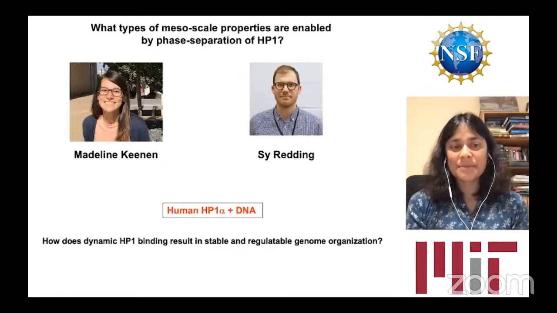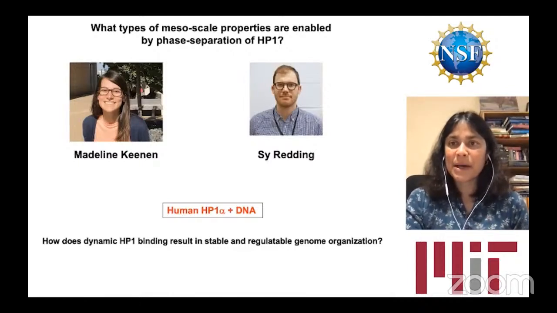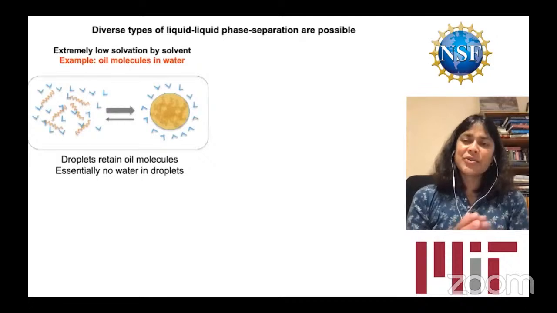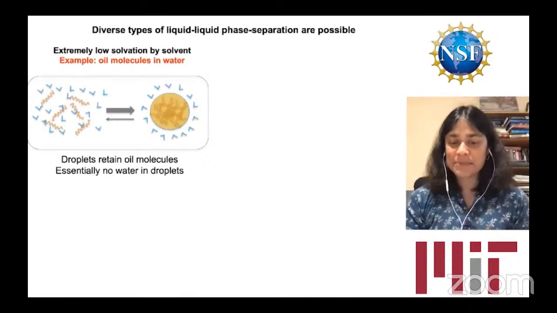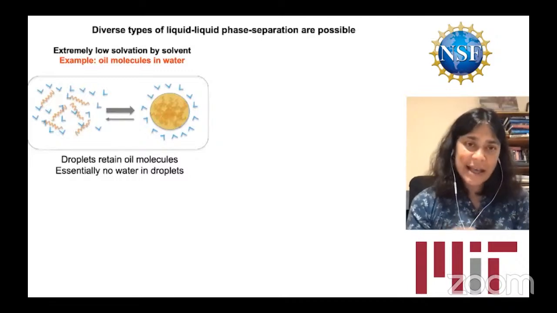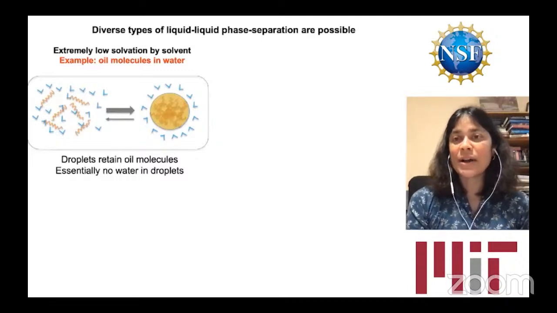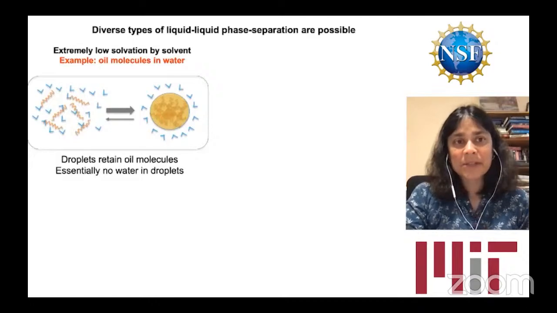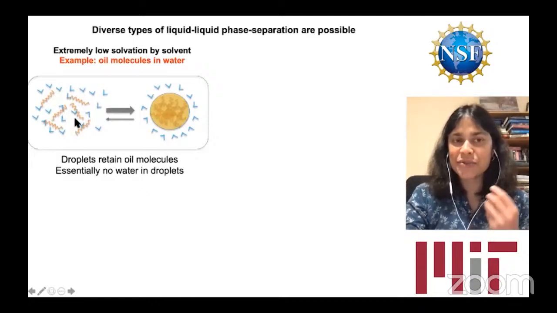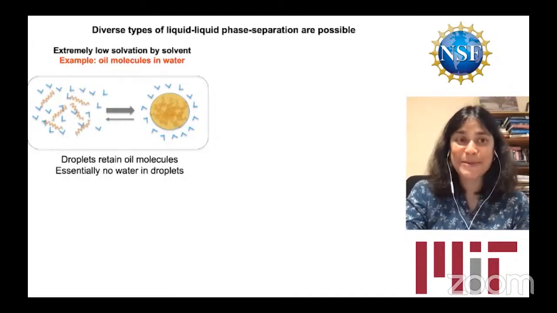So before I get into some of Madeline's data, I just want to take a step back and ask, what do we mean by phase separation? Because we talk about this quite a bit in the field, in the literature. And when we try to describe phase separation to perhaps somebody who's not in the field or perhaps who's not a scientist, the example that often comes to mind is oil and water. Okay? And it's a fair example, and it's because it's an intuitive and easy to explain example.